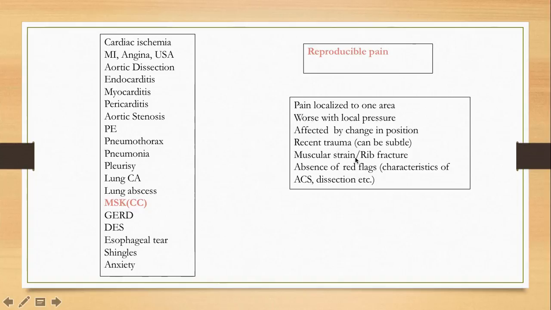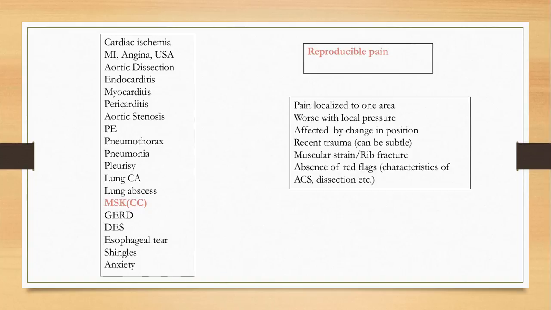It is exacerbated by change in position, so not necessarily exertion, but change in position. They may be just lying down in bed and moving from one position to another, and that's when they have more pain. So that is something important to keep in mind. And they may have a recent history of overuse or trauma, and in severe cases they may just have fractured a rib.